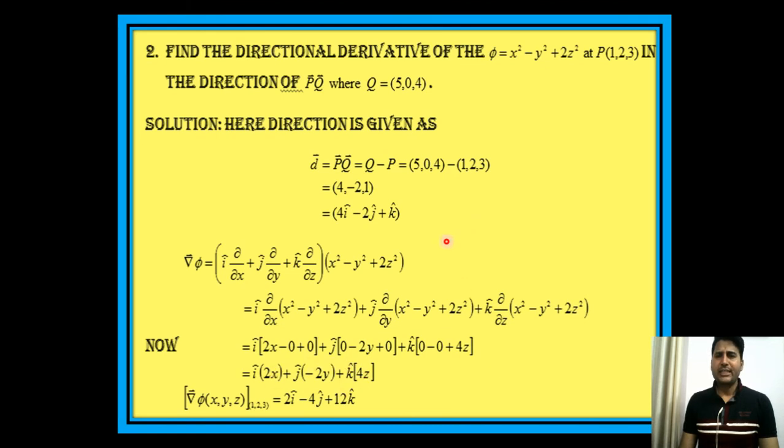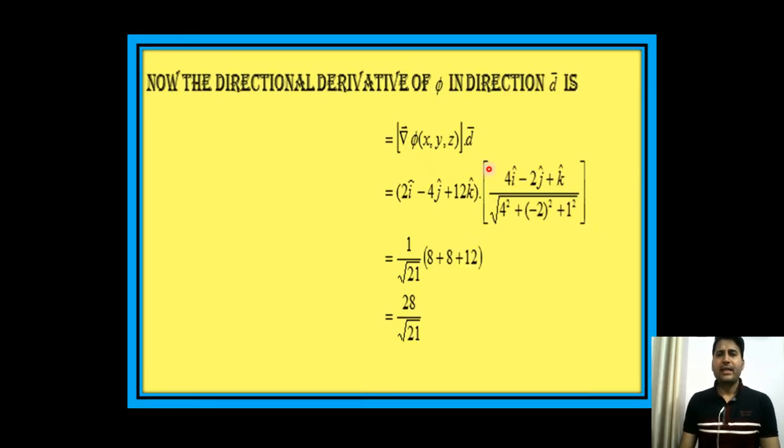Now I need to put this point in del phi. So x is 1, y is 2, z is 3. Put these values in this expression. So I will get 2i minus 4j plus 12k. This is the del phi, not the directional derivative. Now next. So finally, del phi, once again the gradient dot d cap. It should be d cap, it is not vector d. Once again del phi, and d cap is what? Vector d over its magnitude.